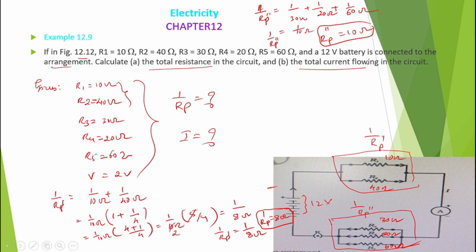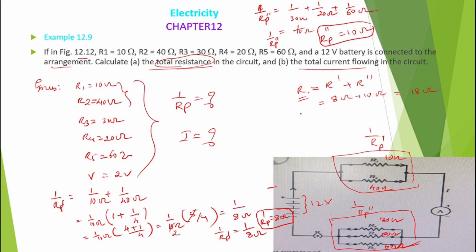So now the total resistance is what? R is equal to Rp dash plus Rp double dash. So that is equal to 8 ohm plus 10 ohm, how much did you get? 18 ohm. So total resistance we calculated.